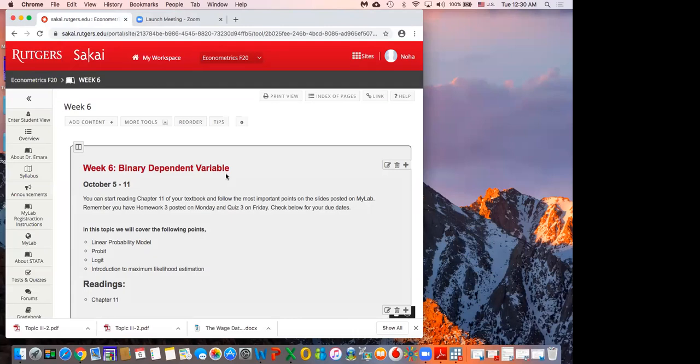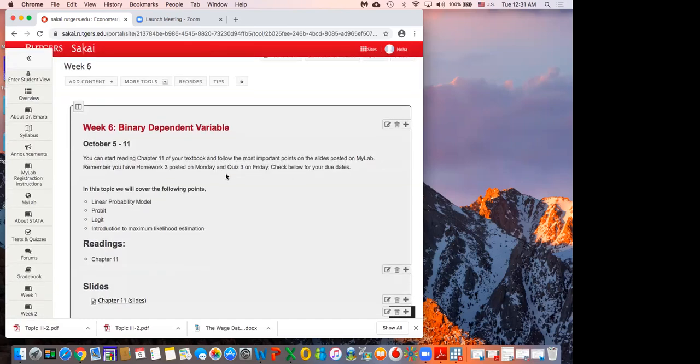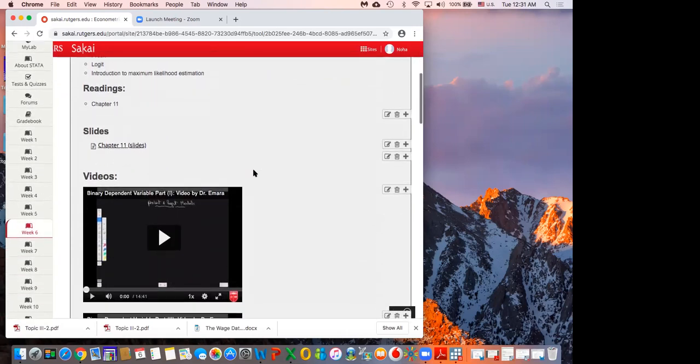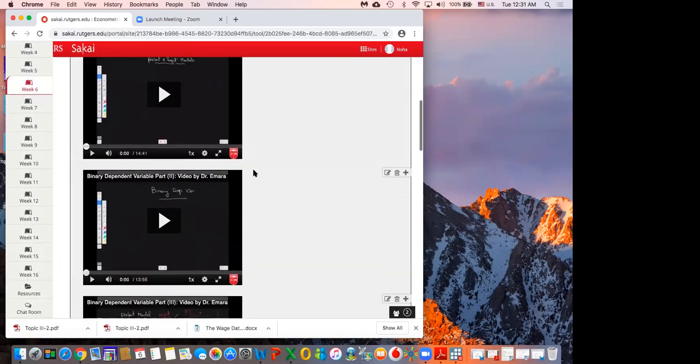This week, we're going to cover the binary dependent variable model. This model is in chapter 11 of your textbook, so make sure that you read the textbook along with the videos you have for this week. We also have homework 3, which is posted today. We have quiz 3, which will be posted for 24 hours this Friday. You have the slides and the videos for this topic.